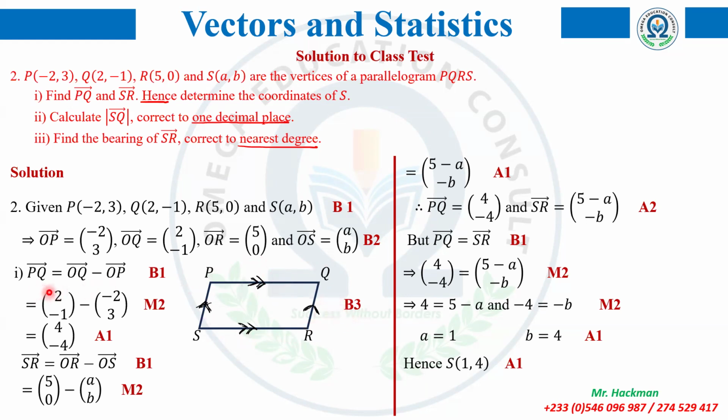Now let's come to the vector PQ. You know that the vector PQ will be OQ vector minus OP vector. So you go and substitute the corresponding vectors, and you do your algebra. 2 minus minus 2 will give us 2 plus 2, 4. Minus 1 minus 3 will give us minus 4. So that gives us the vector PQ, one of the vectors that we are looking for.